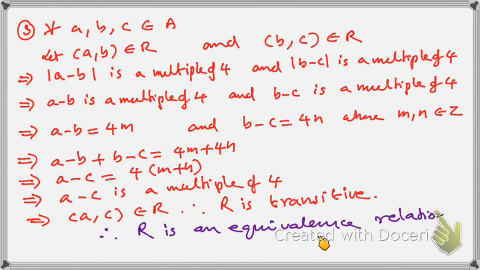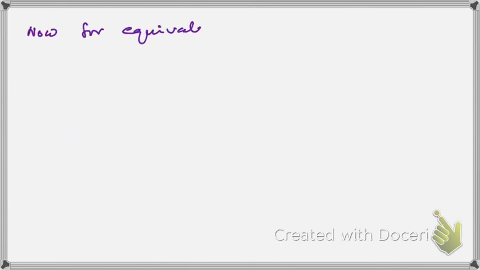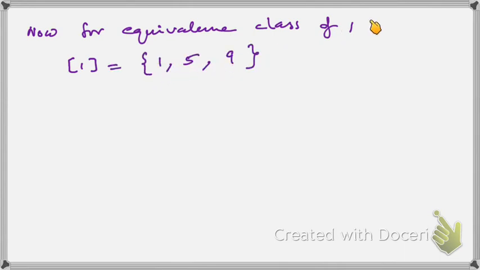And so now R becomes an equivalence relation because it is reflexive, symmetric, and transitive. Now for the equivalence class of 1, what is the meaning of equivalence class of 1? Our given set was A, which had integers from 0 to 12. Equivalence class of 1 means the set of all the elements from the set which are related to 1. So we try to write the set of all the elements which are related to 1. And this is how you write the equivalence class. When you write it, you can find there are 3 elements which are related to 1.